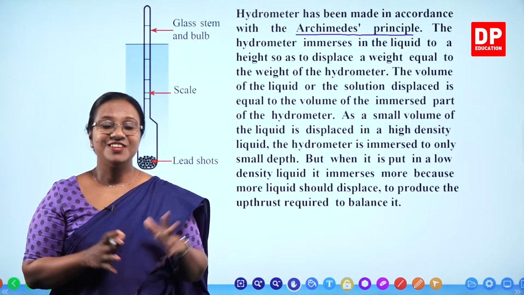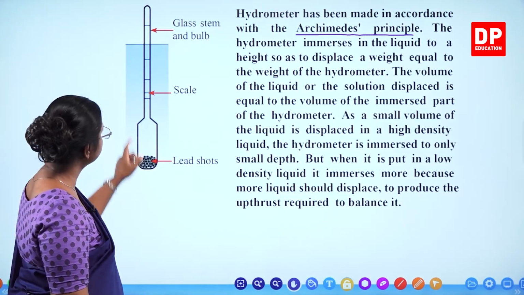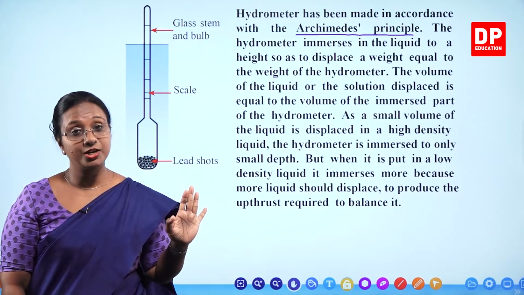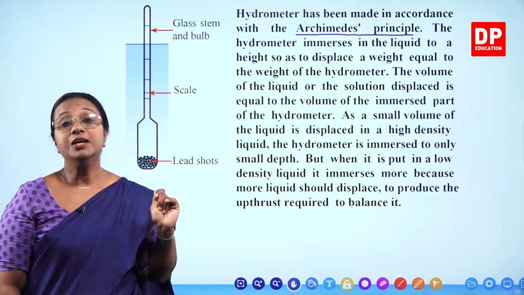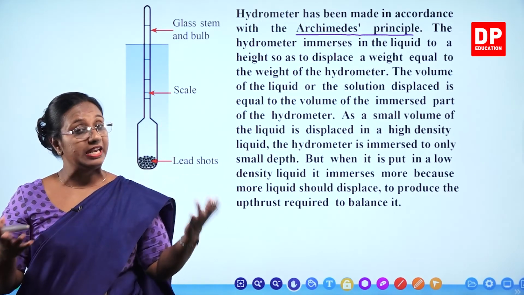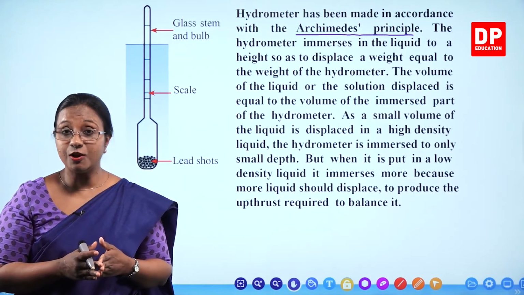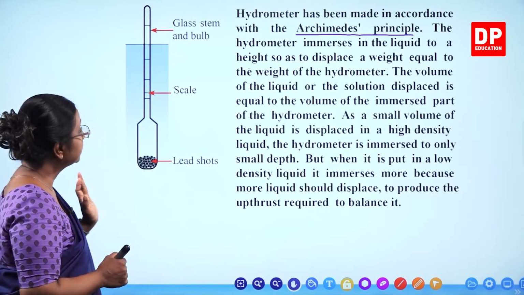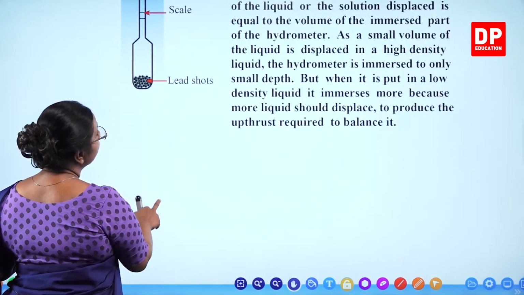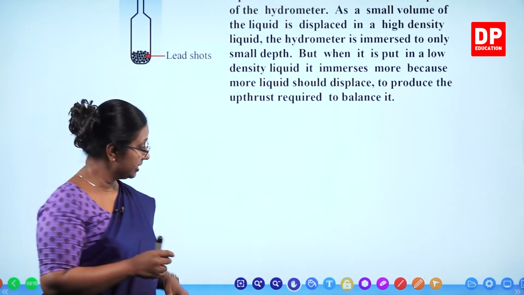Okay students, so you all saw the hydrometer. You were able to see the lead shots. You saw the scale and you all know how to use the hydrometer. We put it into a container, normally a long jar with water or any fluid, and you can get the reading, that is the density of the fluid. So that is how we use the hydrometer. Now again, going back to the relationship of the hydrometer with the Archimedes principle.